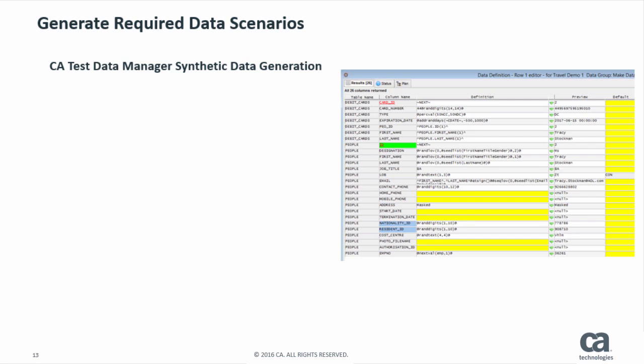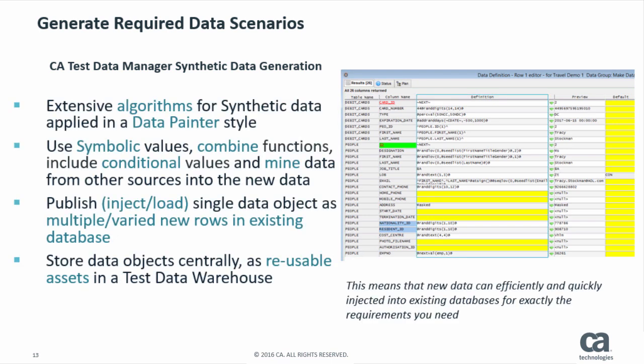But where you don't want to take the risk, CA Test Data Manager also has synthetic data generation processes. And those processes include extensive algorithms for synthesizing new data content. So there's absolutely no risk of any personally identifiable information remaining there, because it's all synthesized, it's all fictitious. And you apply these algorithms in a kind of data painter style.